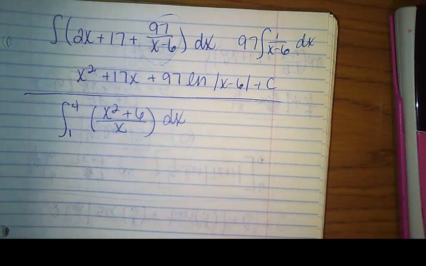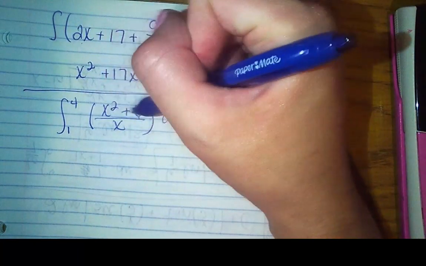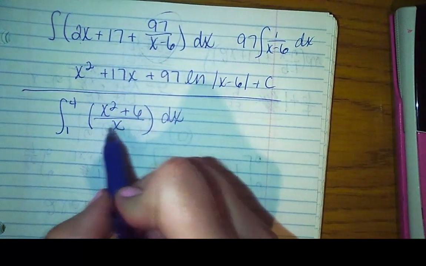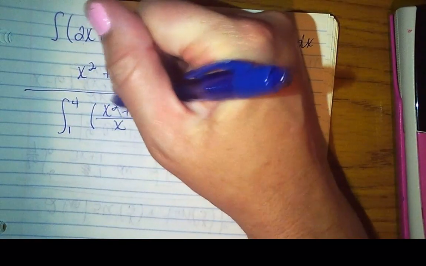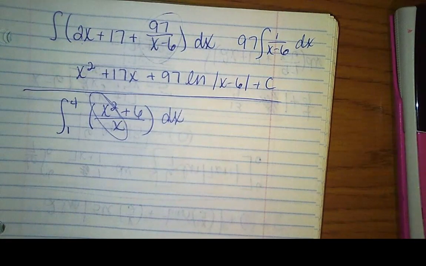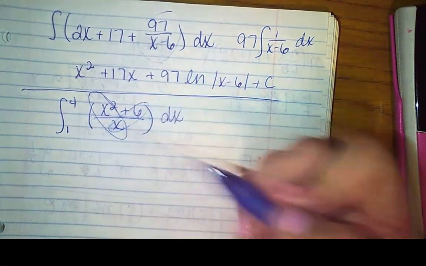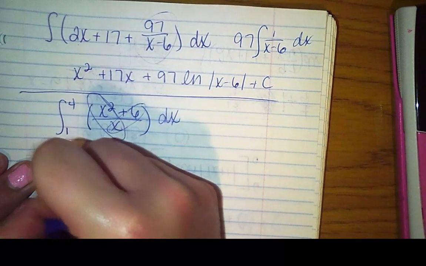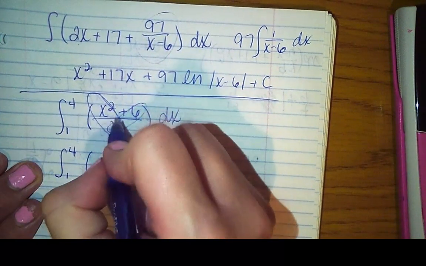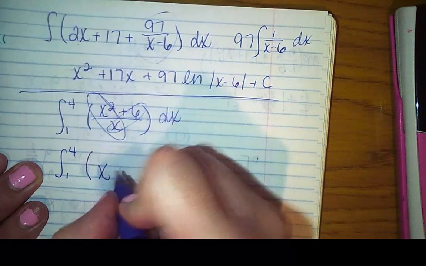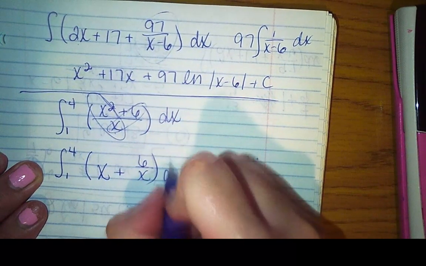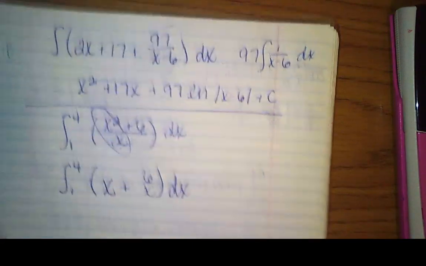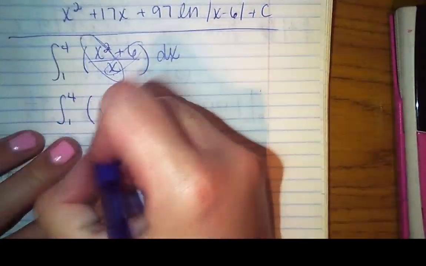And when I first glanced at it, I was like, oh, we're going to have to do substitution. No, we're not. Because this is 2 terms over 1 term, which means this denominator belongs to each one of those. So when I rewrite this, I'm going to get an x plus 6 over x. So I'm going to integrate from 1 to 4 of x squared over x, which becomes x, plus 6 over x, dx. And now it's integrable.